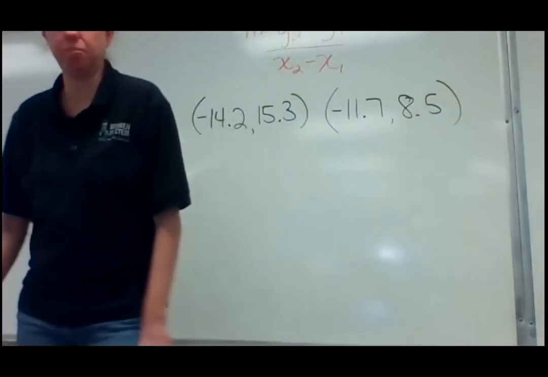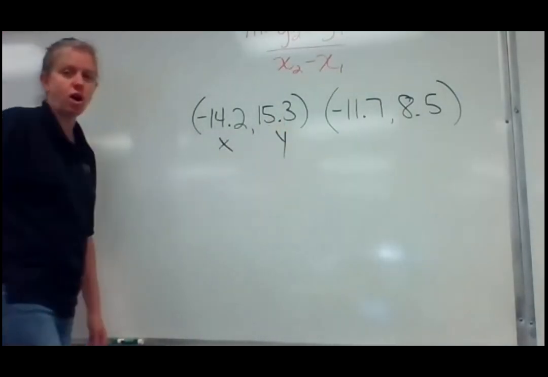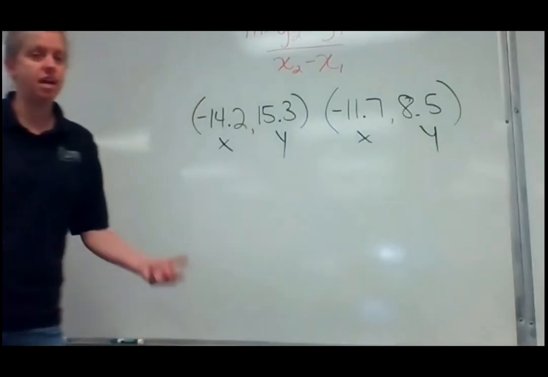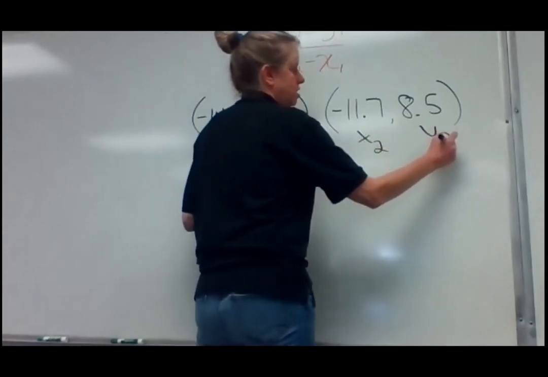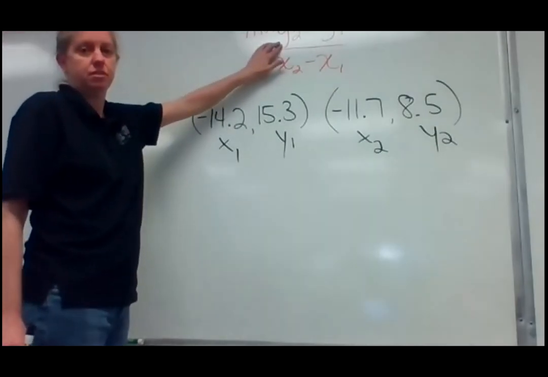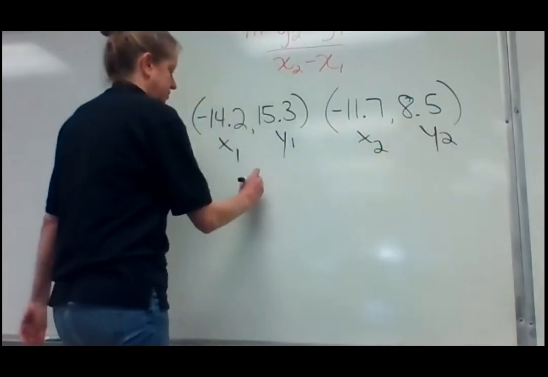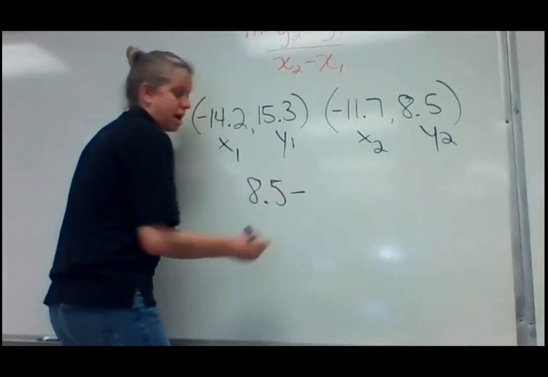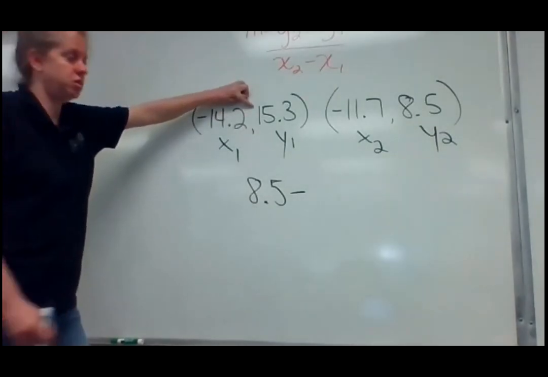Okay, this is definitely a calculator problem, but it's the same exact process. That's an X, that's a Y, they're just ugly. That's an X, and that's a Y, just decimals, but we have a calculator. There's my first point, so I give it the 1s. There's my second point, so I'll give it the 2s. So up top, I need my second Y. My second Y is 8.5. And remember, what you always put in after this first number is a minus. Then you need your first Y, which is 15.3.